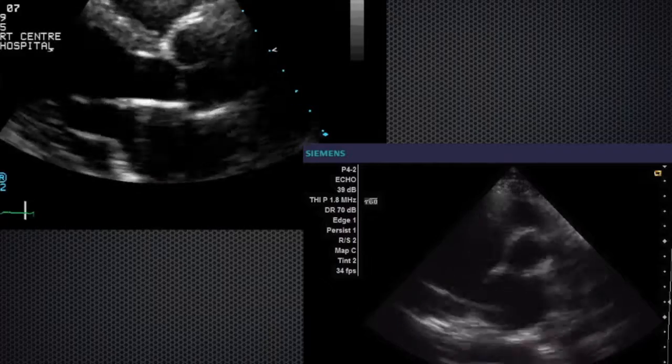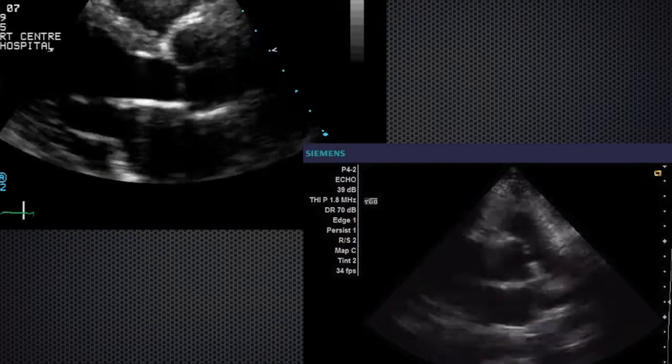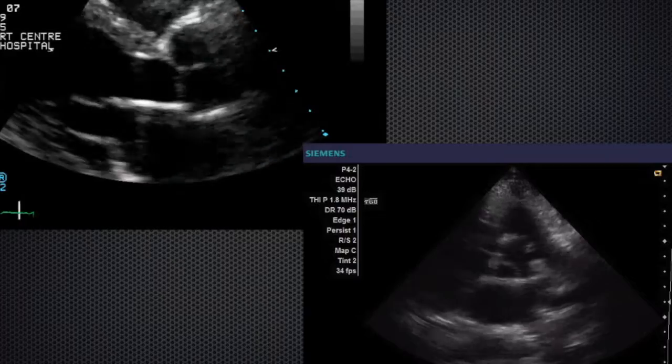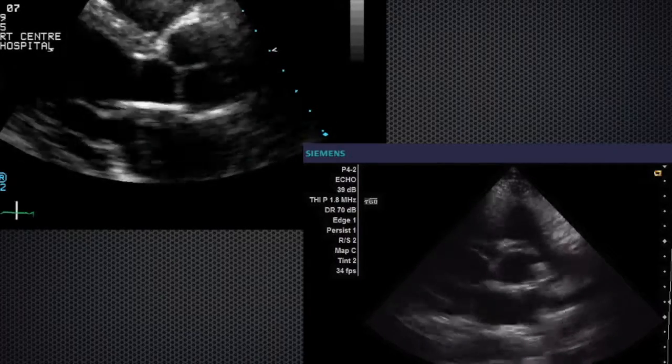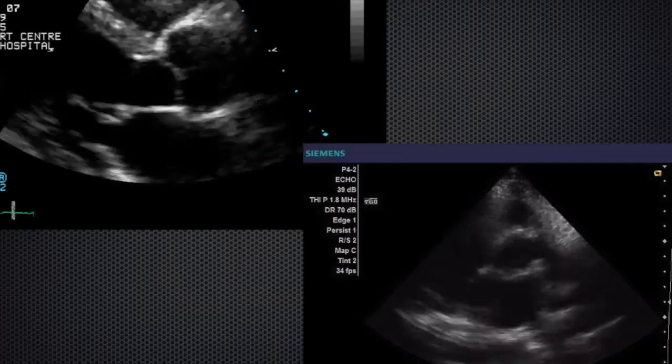And on the Mercedes view, so the short axis with the Mercedes symbol at the aortic valve, you can see that the cusps are nicely opening. There's three of them opening and closing.